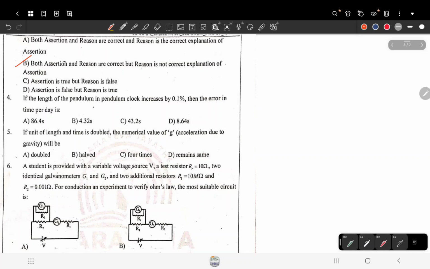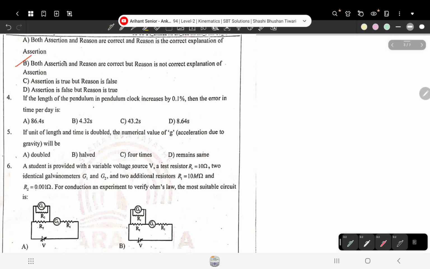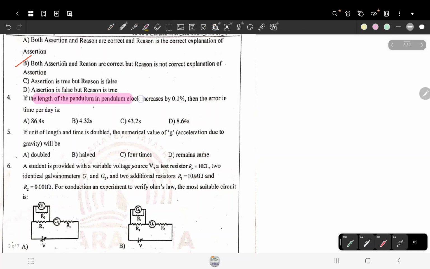Next, if the length of the pendulum in a pendulum clock is increased by 0.1%, then what is the error in time per day? The length of the pendulum is increased by 0.1%. Now we have to find the error in time per day. You know the time period formula, right? The time period is equal to 2 pi under root of L by G.